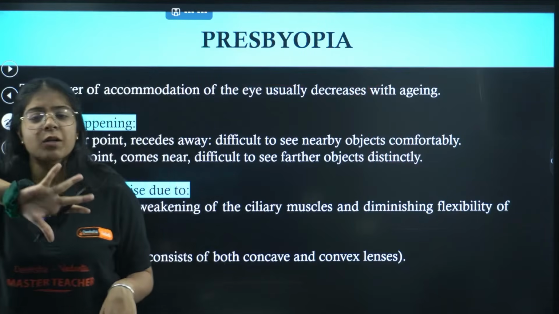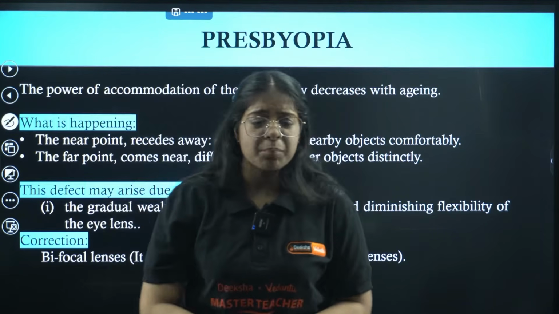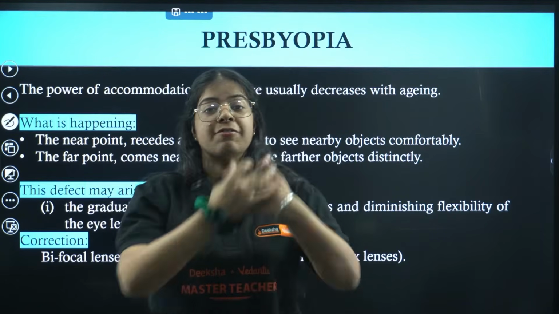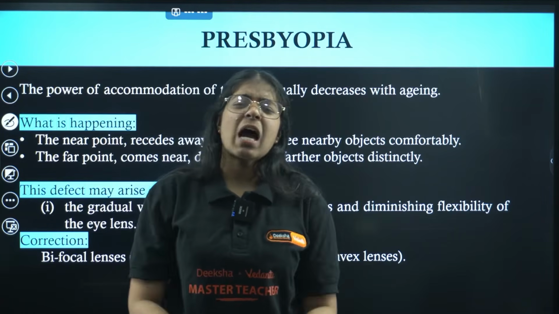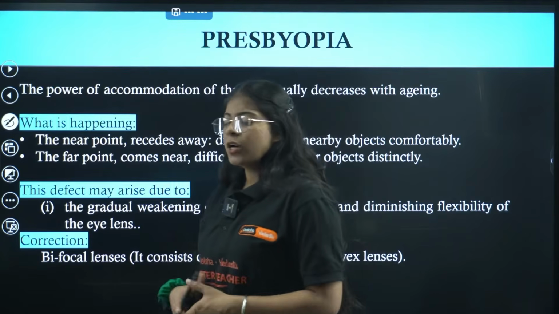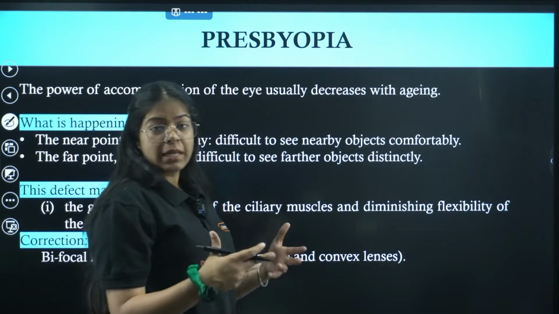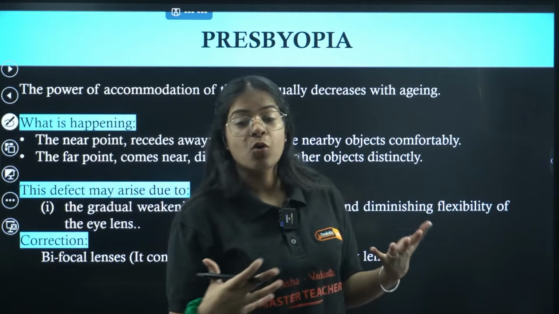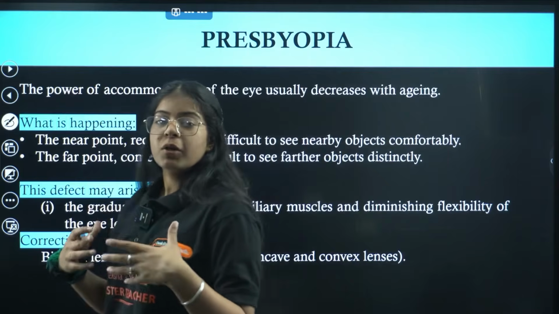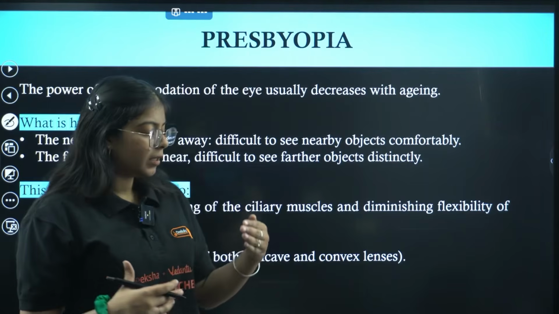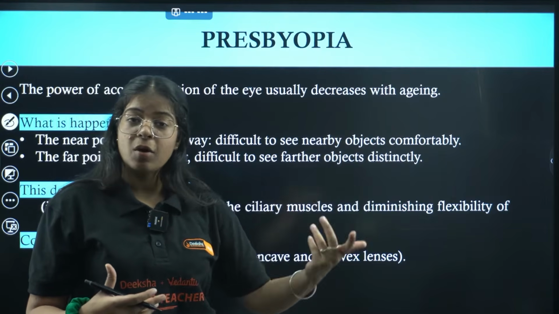Next, there is one more thing called presbyopia. Sometimes there are people who can't see far images as well as nearby images. This is mostly due to old age, due to the weakening of ciliary muscles, so they cannot hold the lens properly. The lens is not able to adjust its shape and size perfectly. The near point goes far and the far point also comes near from infinity.